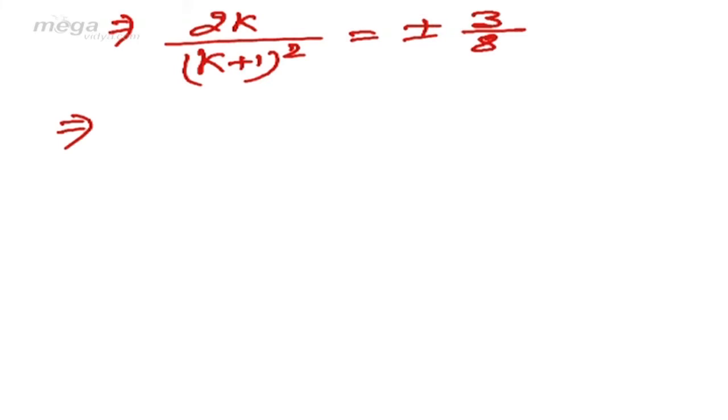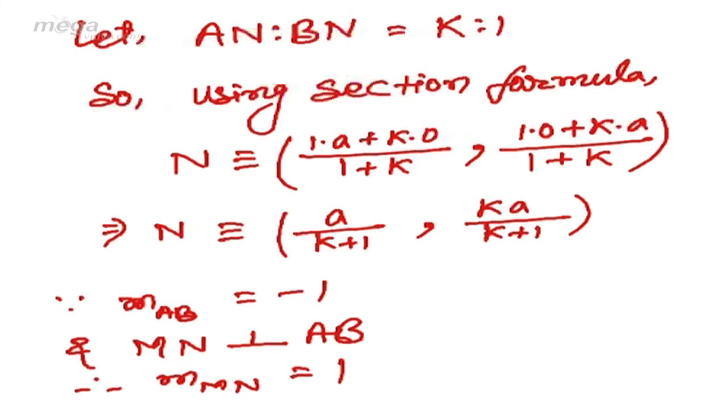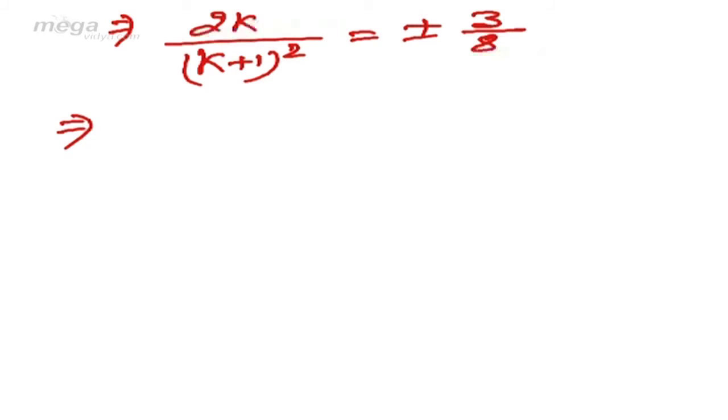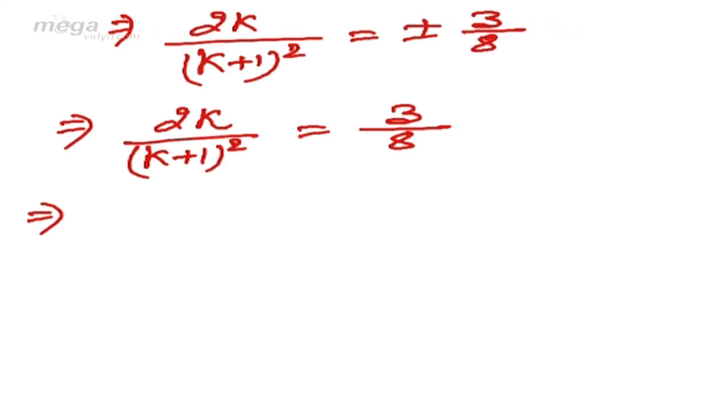Now you will get an equation in terms of k. But student, what is k? K is AN upon BN. K is the ratio, and from the figure you can see this point N is dividing AB in the ratio k is to 1 internally. So this result can't be equal to a negative number. It means while solving, we will consider only the positive 3/8.